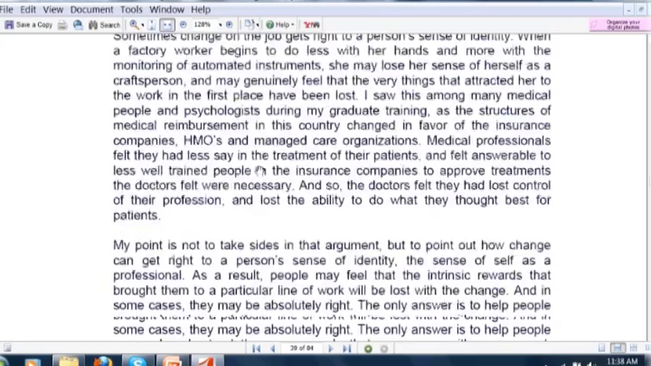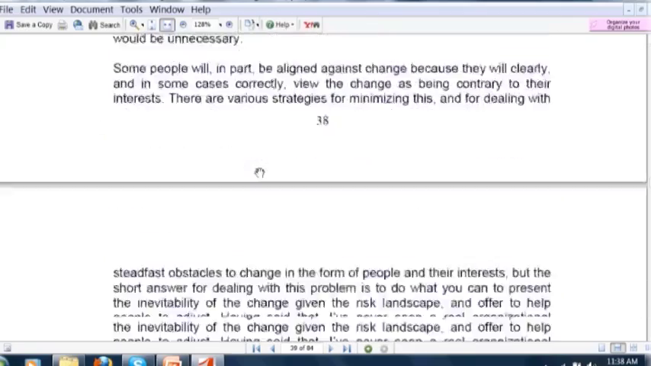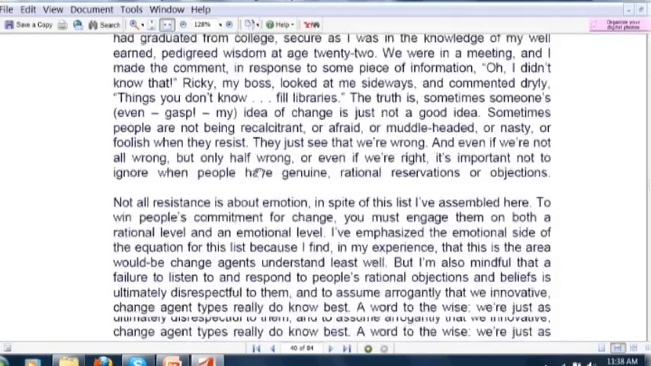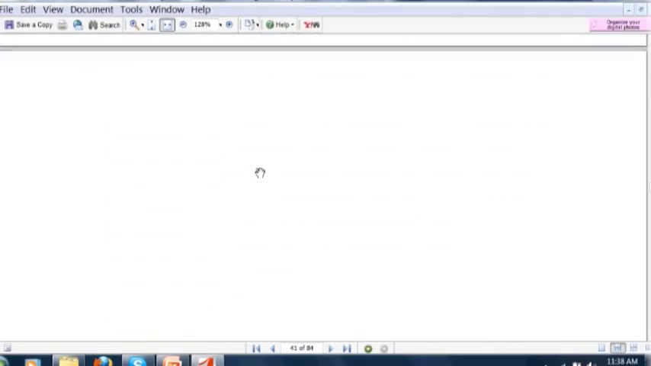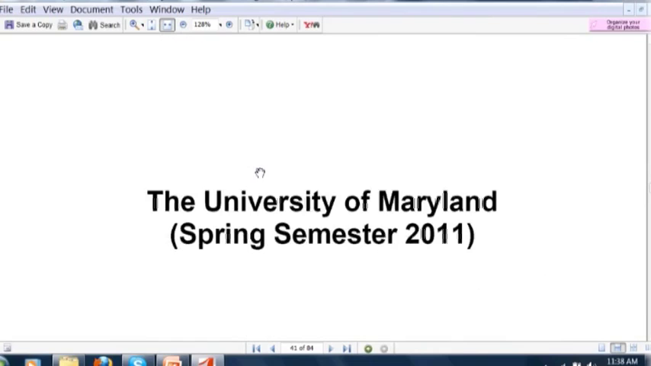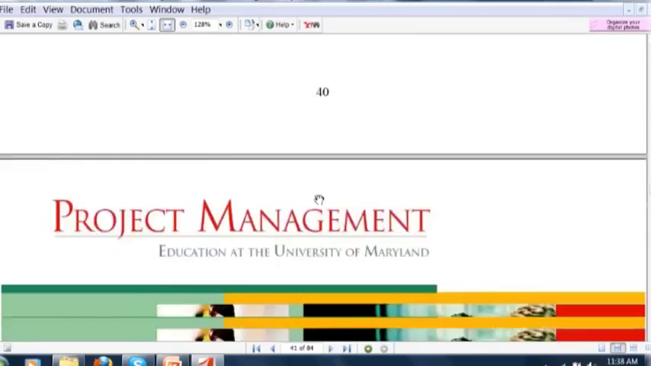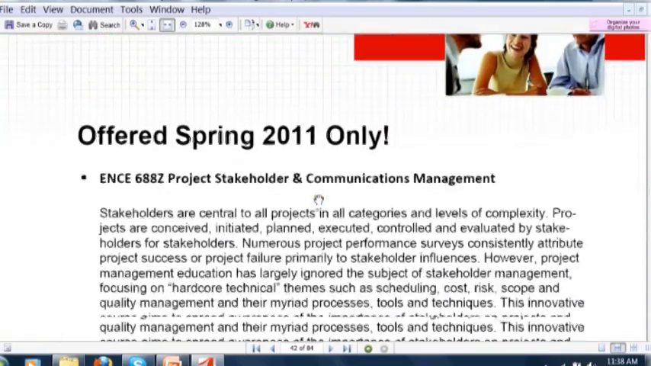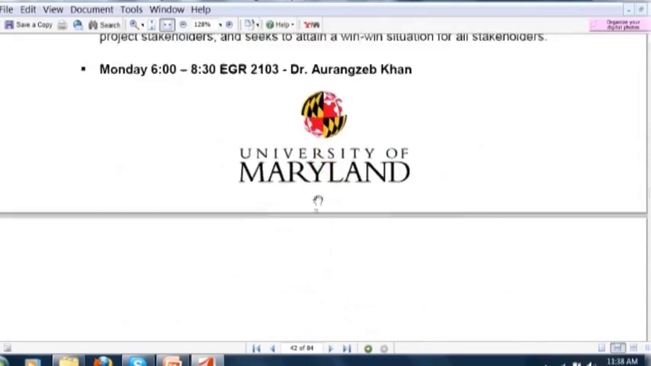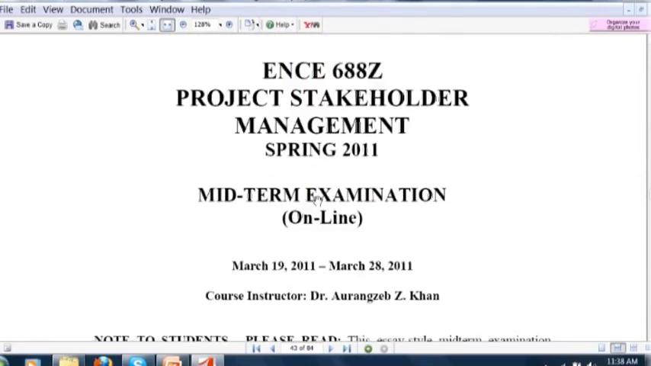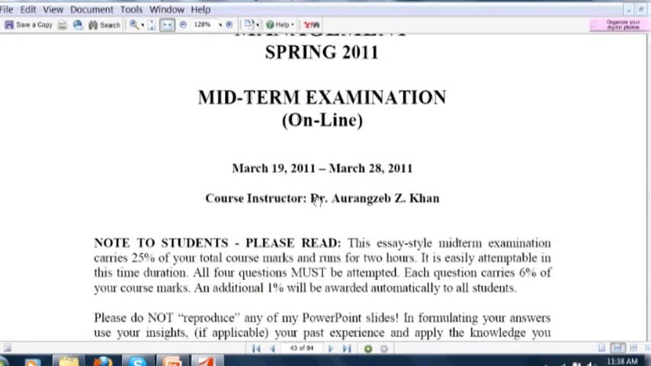So this is the typical sort of examination format, and you can read all these things in the module. From the University of Maryland, spring semester, I taught this course, so the examination papers are also given over here. You can see the examination papers. This was also taught online. They have a different system.